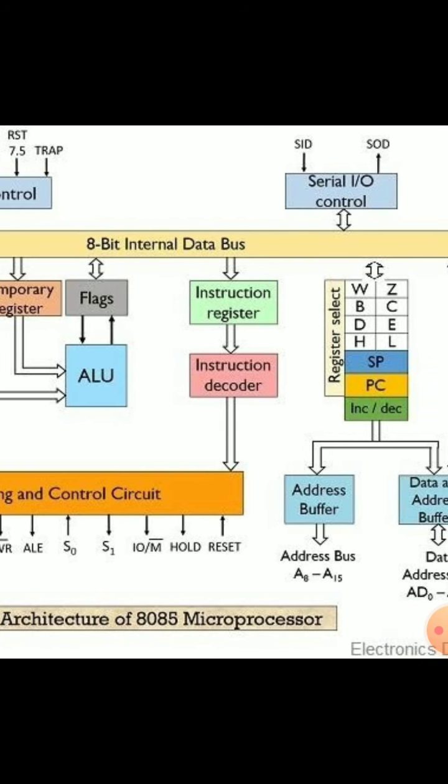This is very important. Regarding the instruction register and instruction decoder, I already explained the addressing modes of the 8085 microprocessor. In that, any instruction contains two fields: the opcode field and the operand field. All these concepts were explained in the previous video, so refer to the addressing modes of the 8085 microprocessor.